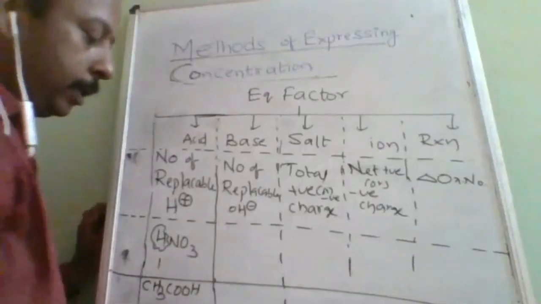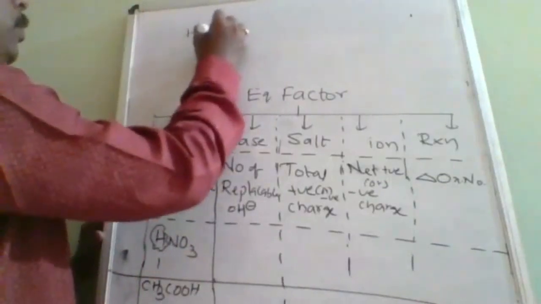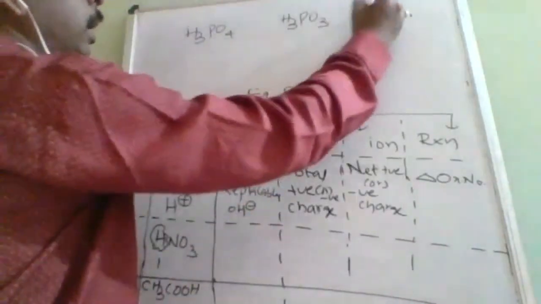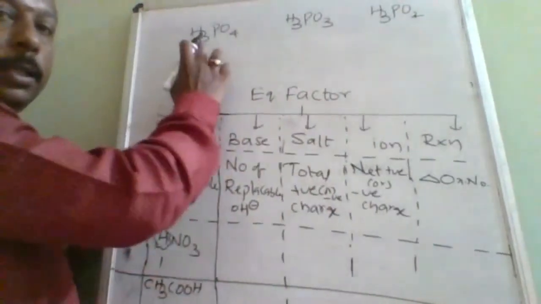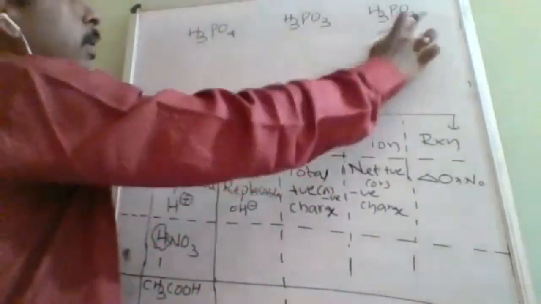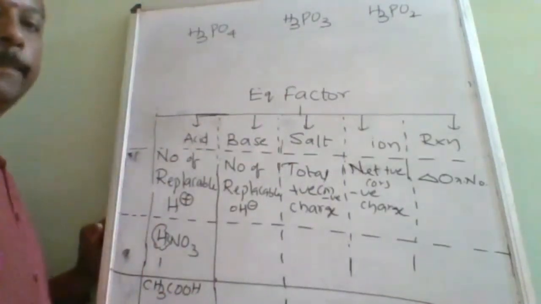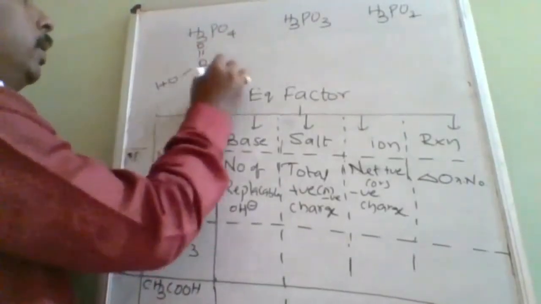This part I am explaining here. Equivalent factor: not all hydrogens are replaceable. Suppose H3PO4, H3PO3, H3PO2. Students, a lot of confusion will be there. H3PO4, H3PO3, H3PO2 all have the same number of hydrogens, but their replaceable hydrogens are not the same. So I will draw one structure, the rest you can draw and find out.